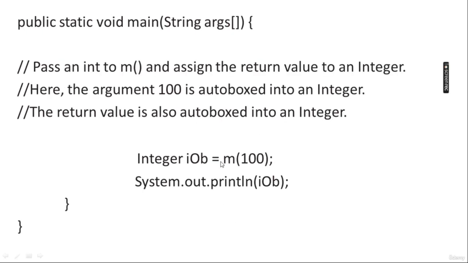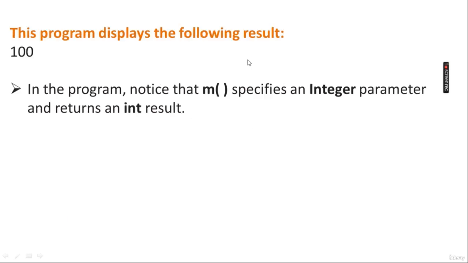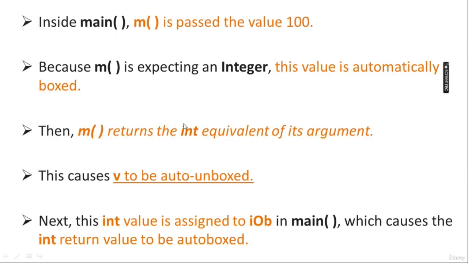And next, it is returning an int, but it is storing into the I object, which is a wrapper class. So it is again boxed to the I object. So this whole procedure is done automatically. This program will display the following output, that is 100. M specifies the integer parameter and it returns an int result.